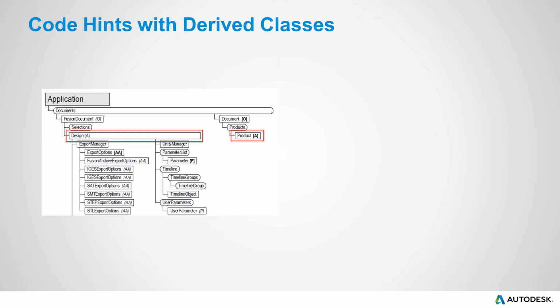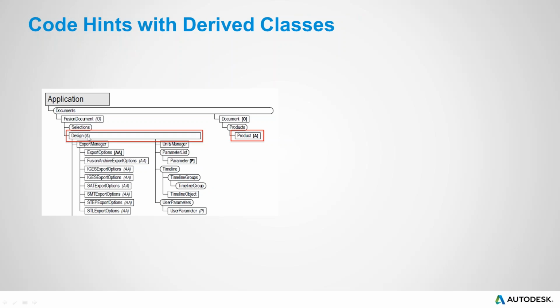And if we look at the active product property, it returns a product object. And a product is this base class that represents design data or drawing data or CAM data, right? Right now the API only has design, but it's the base class for all these things.